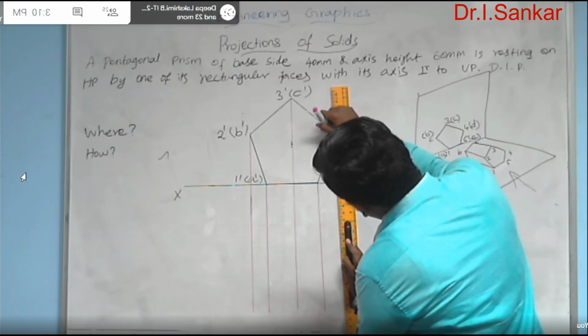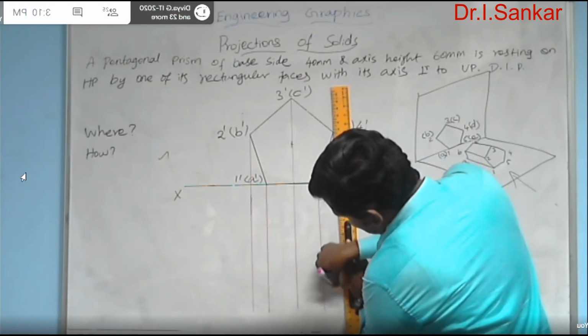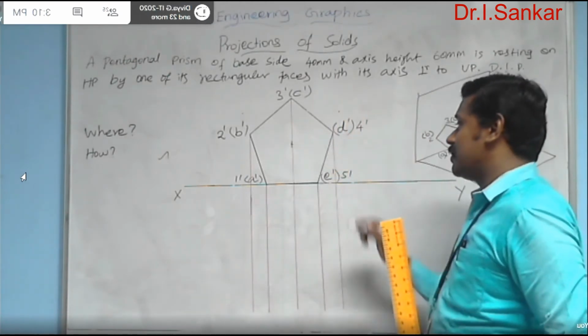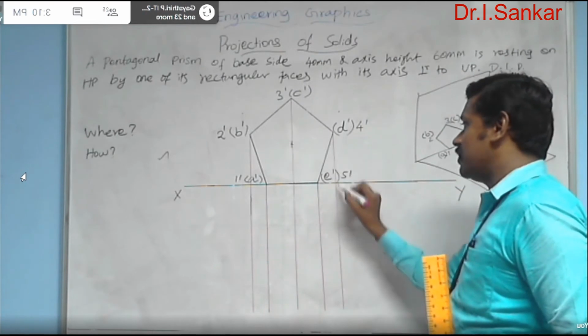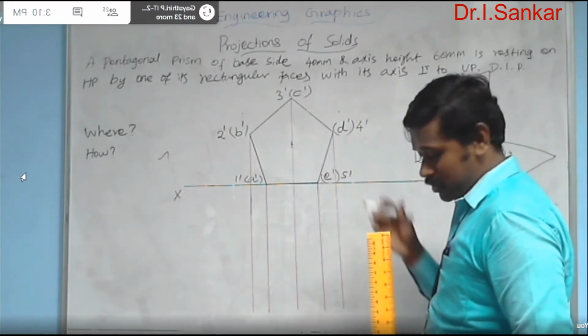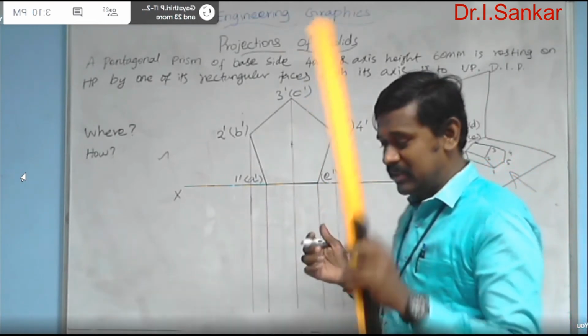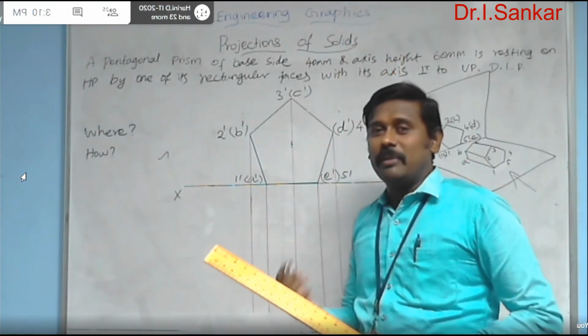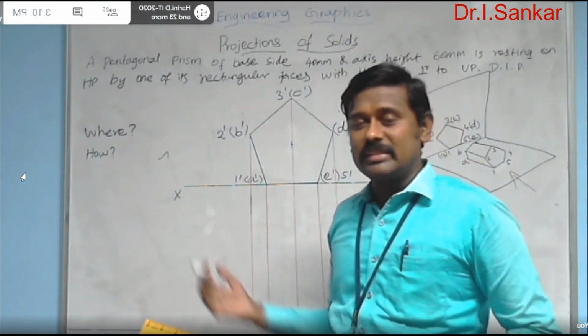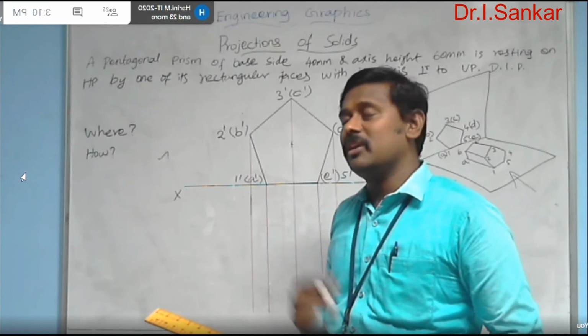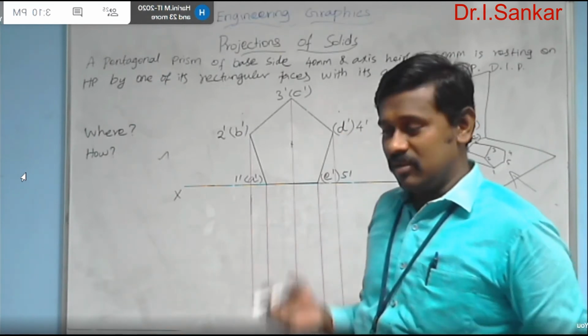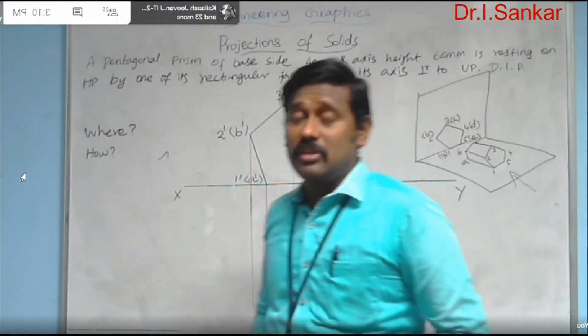These things should be done with the help of a drafter only. Then only we can assure the perpendicularity between the projector and the XY line. So don't do these things simply with a scale and pencil on your paper. You have to do these things with the help of the drafter only. Then only you can maintain the accuracy and correctness of the drawing.